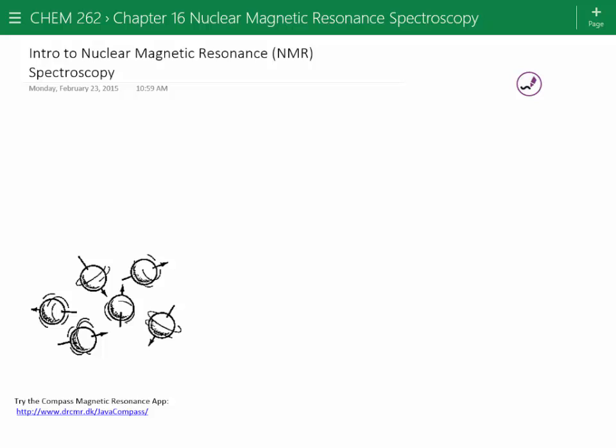The interesting thing with this is that atoms actually have a quantum property called a nuclear spin, specifically if they have an odd number of protons or neutrons.